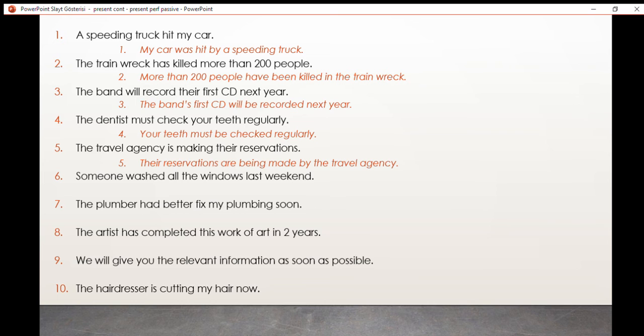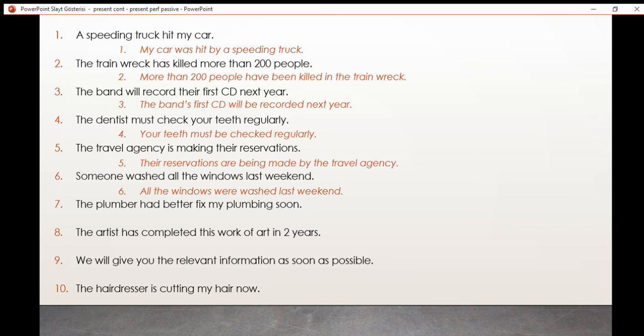Someone washed all the windows last weekend. All the windows were washed last weekend. We do not have to say by someone, because who washes windows? People, someone.